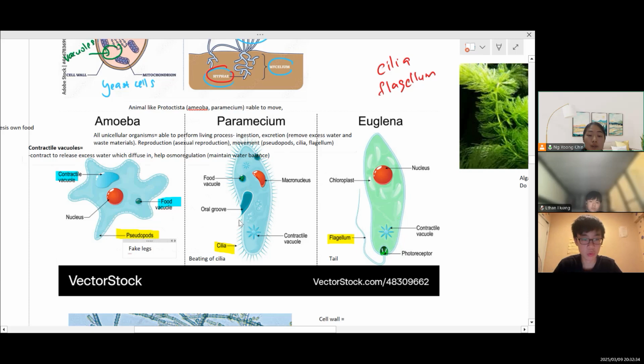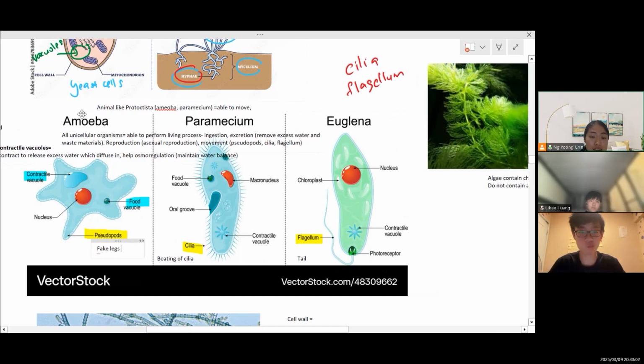Paramecium possess cilia. By beating the cilia, they are able to move. And how about euglena? Euglena has a flagellum, which is a long tail, just like the sperm cell in the male. The sperm cell also contains a long tail, known as a flagellum. So these are the three organisms under the protists.